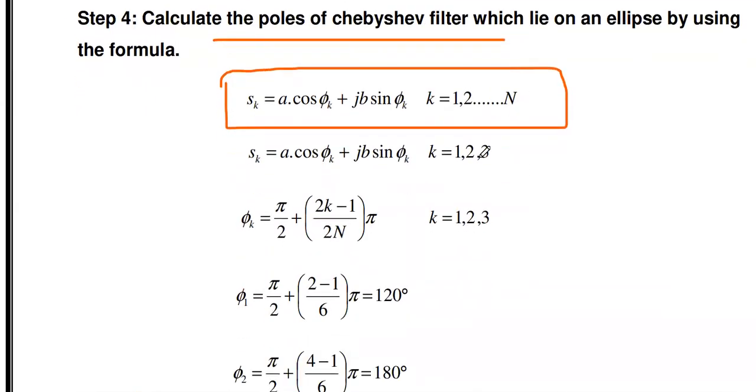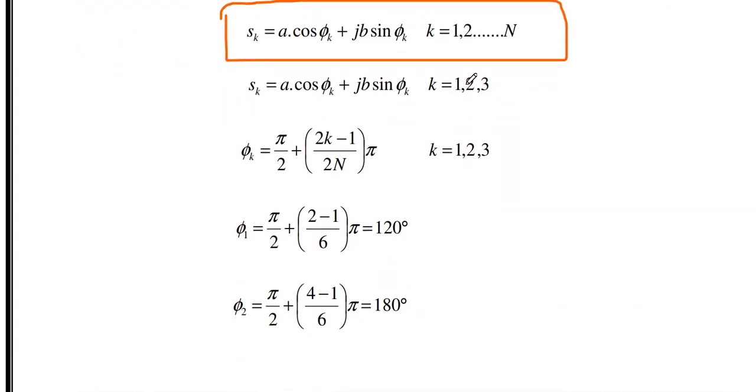So here the order is 3. So the k value ranges from 1 to 3. Okay. For each k, k equal to 1 means the first pole S1. K equal to 2 means the second pole S2. The third pole S3 we also have to calculate. So in order to calculate S1, S2, S3, first we have to find the angle phi k. So what is the formula for phi k? It is pi by 2 plus (2k minus 1) into pi divided by 2n, where k ranges from 1 to 3.